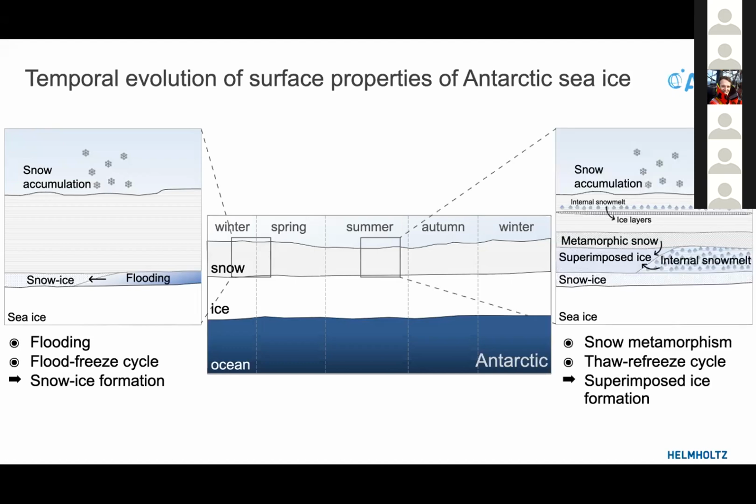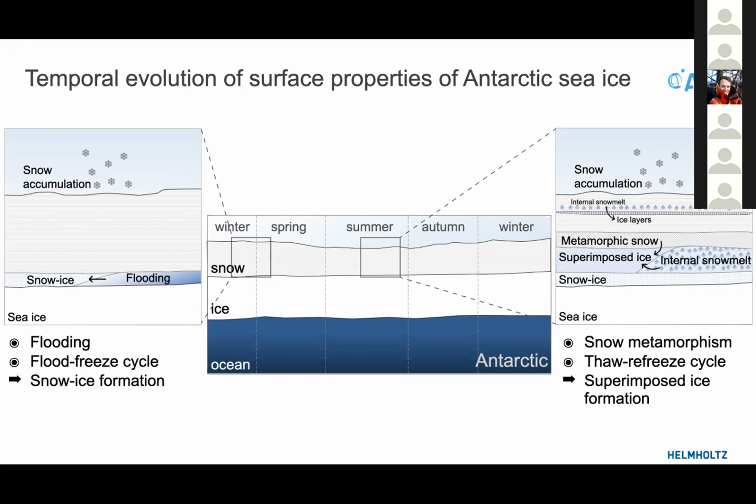On the other hand, during summer, when it's getting warmer, but not so warm that the entire snow could melt, we do observe in Antarctica temporary snow melt and then refreeze events, leading to compaction of the snow layer, but also internal snow metamorphism processes. In addition, superimposed ice is a pure fresh layer, while snow ice is a salty layer like the sea ice itself.